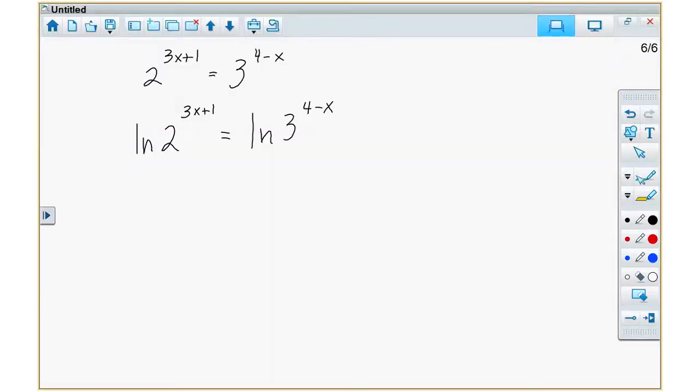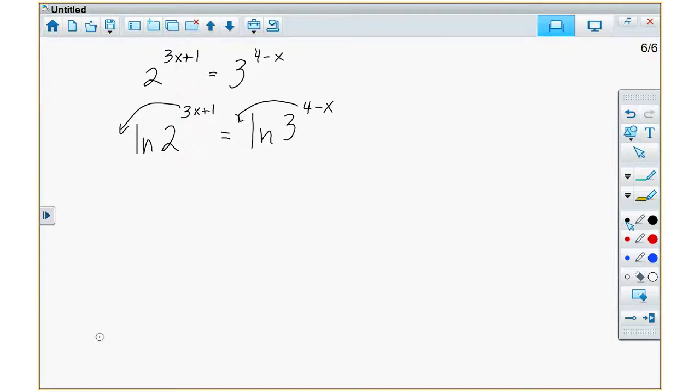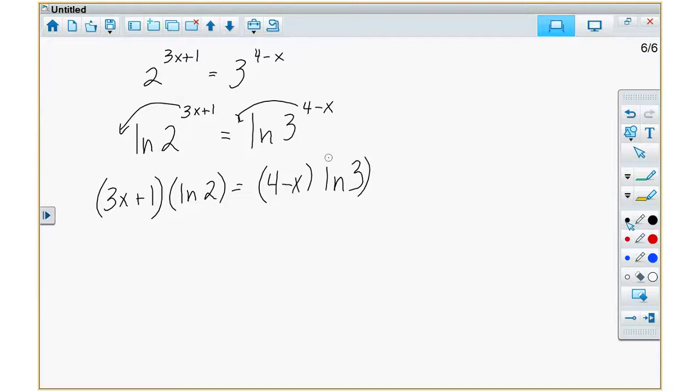All right, so let's bring that out. So it's going to be 3x plus 1 times natural log of 2 equals 4 minus x times natural log of 3. Now what do you notice about the natural log of 2 and the natural log of 3?